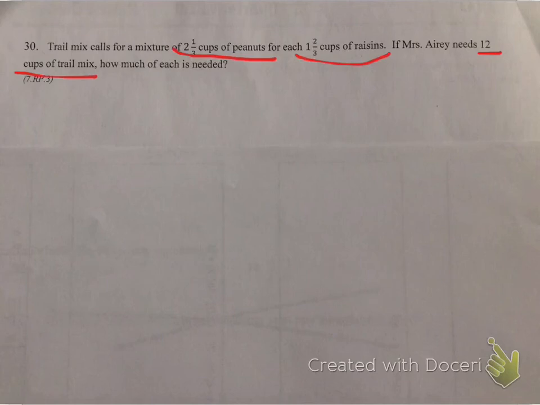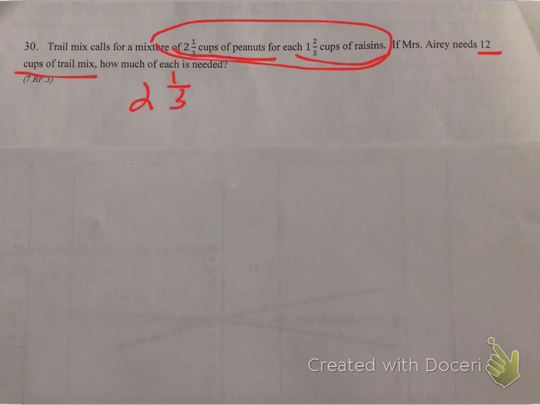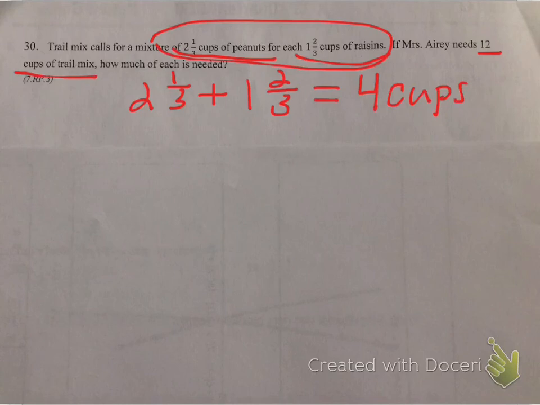Okay, so with this ratio, I have how much of the trail mix so far. So if I have 2 1/3 plus 1 2/3 all together, you could think that out mentally, or you could add it. You get 4 cups of trail mix. 4 cups of trail mix total, right?